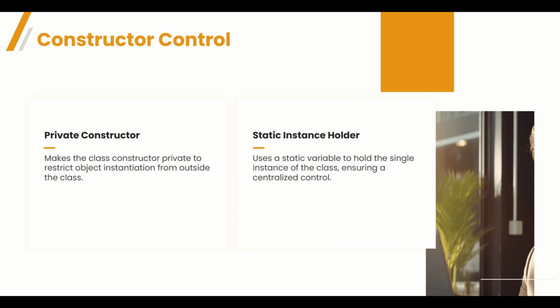What you need to do is, when you are creating a Singleton design pattern, you need to ensure that your constructor is private and there is a static instance holder. So here in the private constructor, once you make your constructor private, it restricts the object instantiation from outside the class. And on the other hand, the static instance holder uses a static variable to hold the single instance of the class, ensuring a centralized control.